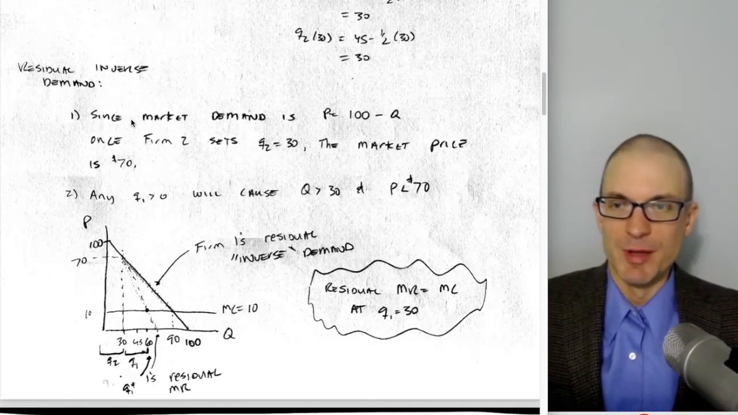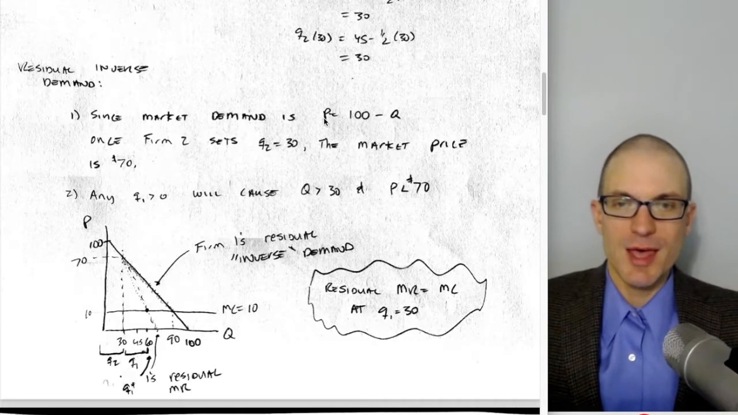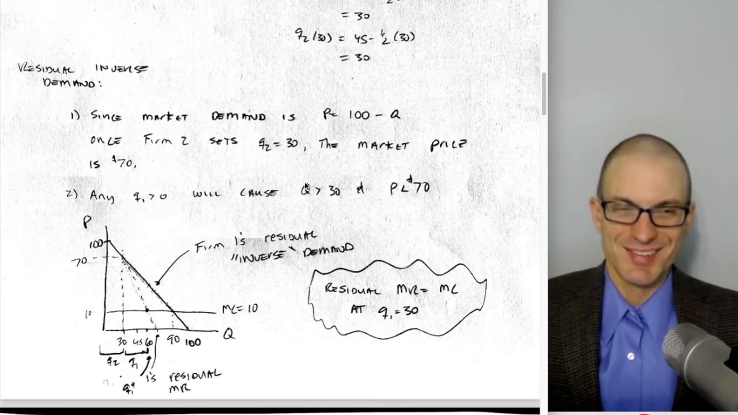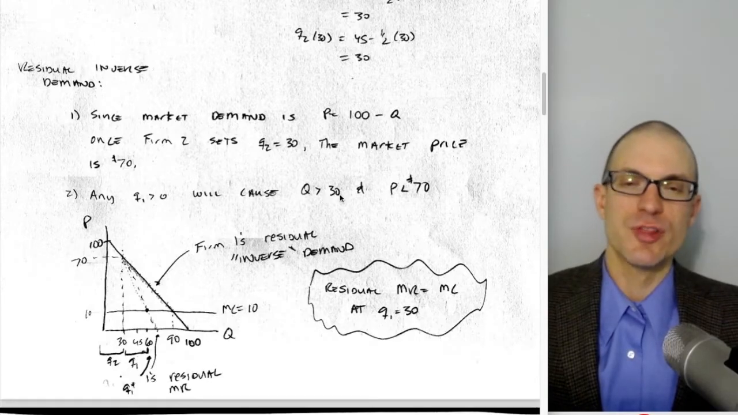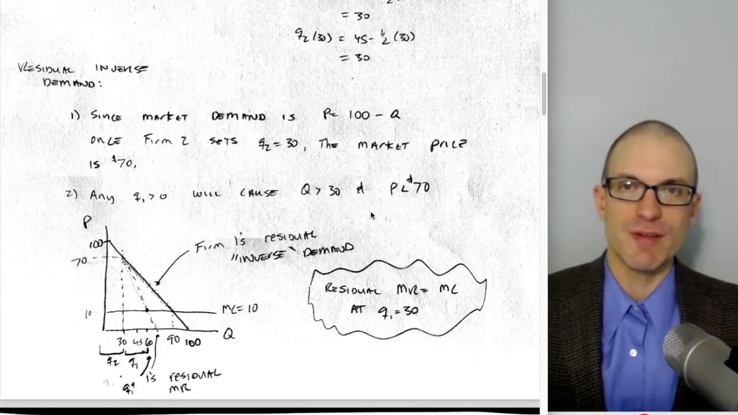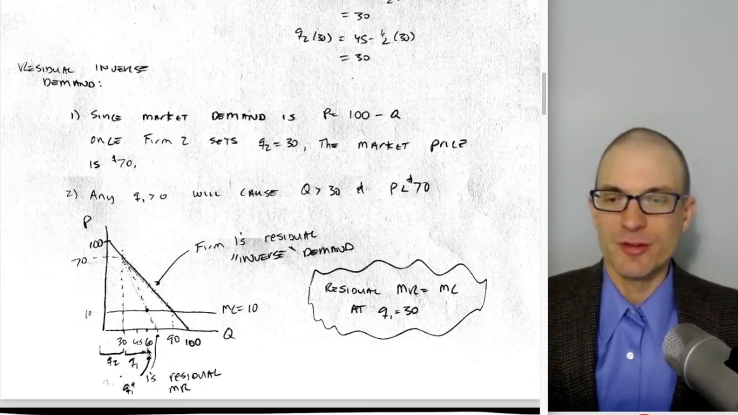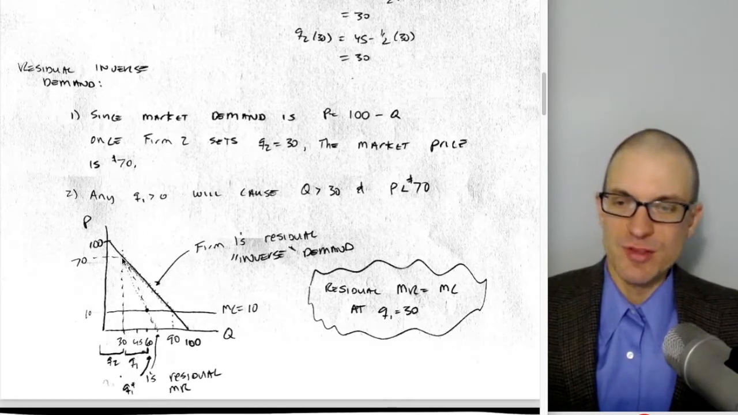So here's that comment. Since the market demand is price equal to 100 minus Q, once firm 2 sets Q equals 30, the market price is 70, and any positive quantity is going to cause the market quantity to be larger than 30 and the market price to fall below 70, right? So firm 1 is now aware of the penalty in terms of the price that's going to be shared by both firms. And so it's going to look to see, all right, if this is the residual demand, where's my residual marginal revenue curve? Where does that cross marginal cost?